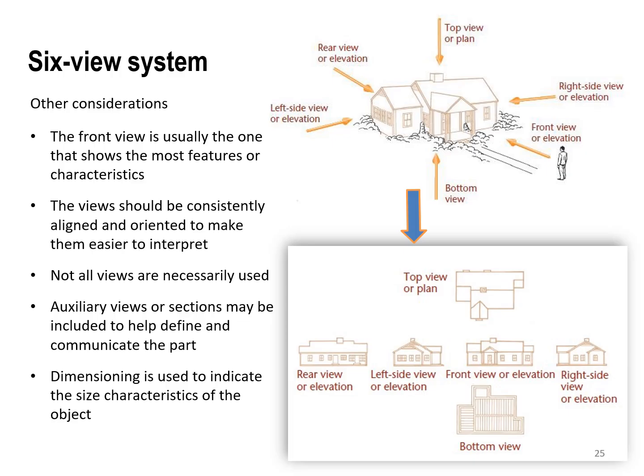The other consideration in the six-view system is that the front view is usually the one that shows most of the features or characteristics. For example, the front view is the front of the house, where most of the dimensions and details are shown. Not all the views are necessarily used, only the ones that have details unique to that view. Auxiliary views or sections may be included to help define and communicate the part. Dimensioning is used to indicate the size characteristics of the object itself.